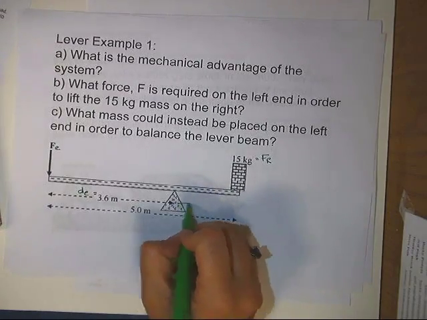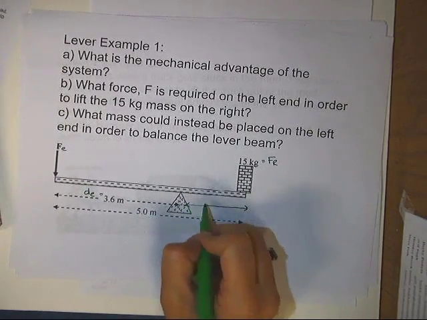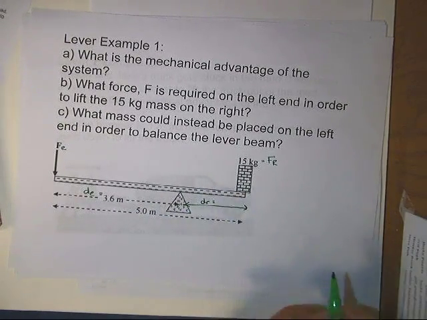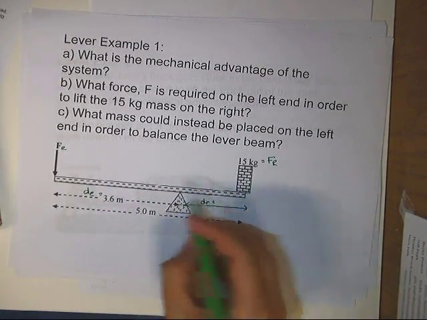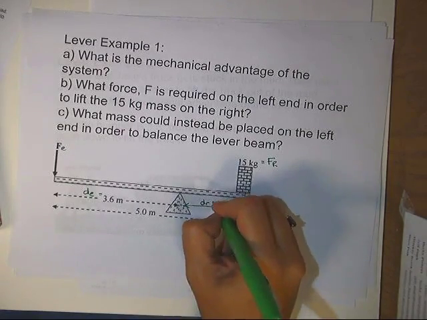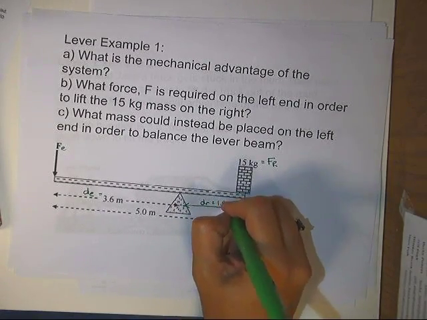No. My DR is going to be this distance right here. How do I find that? Well, I need to subtract these two numbers and then fill it in right here. So I can use my calculator for that, and I'm going to find it's 1.4 meters.